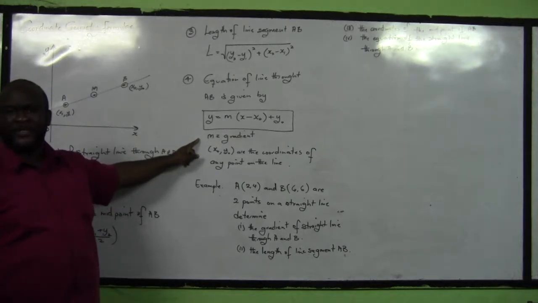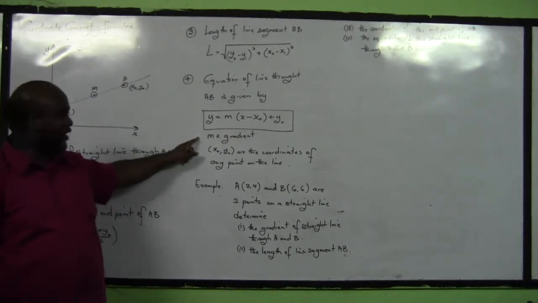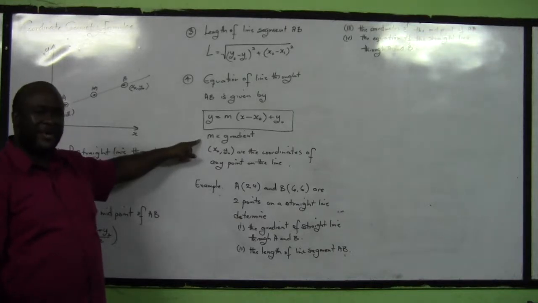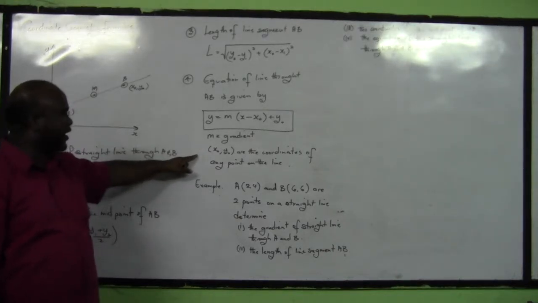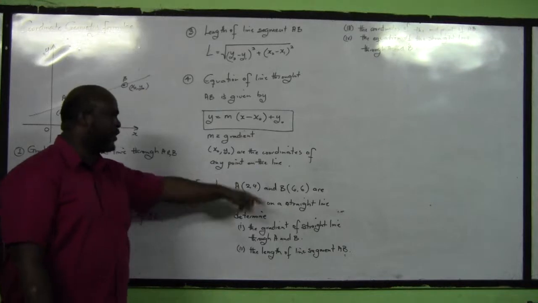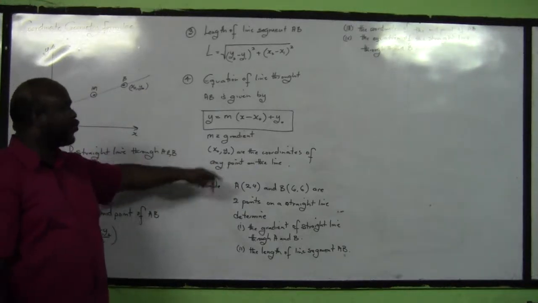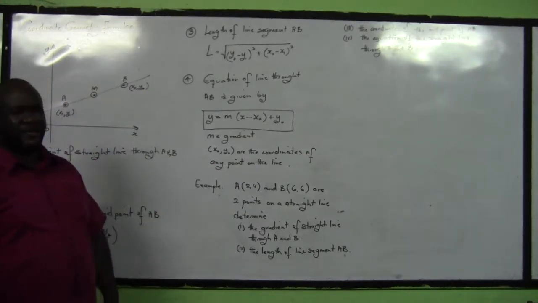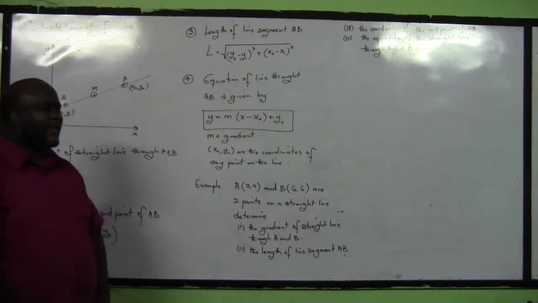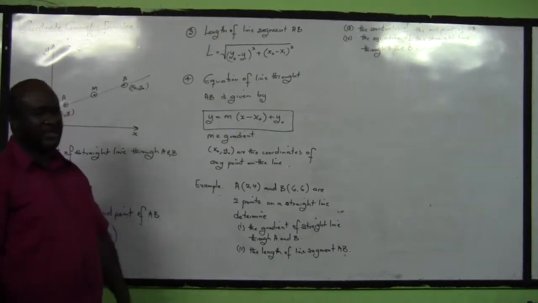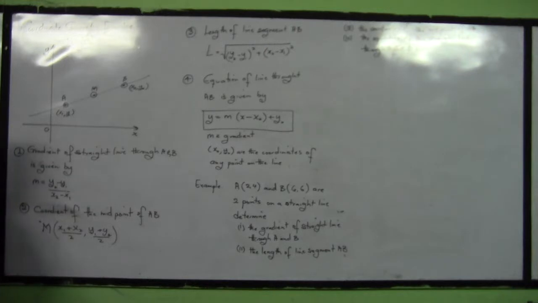So what do I need to be able to determine the equation of a straight line? I need to know m, and I need to know the coordinates of any point on the line. x naught, y naught are the coordinates of any point on the line. With that in mind, we're going to do this question. So you can continue writing.